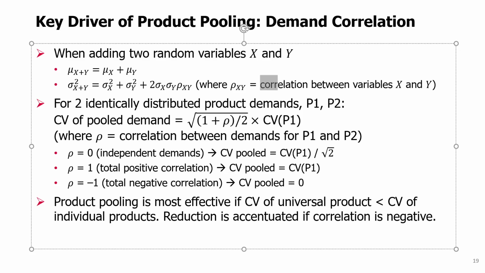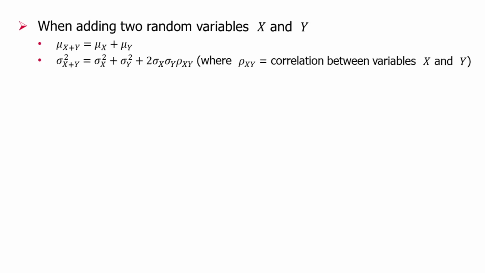Rho xy is the correlation between variables x and y. So let me show you how you can get from these calculations for mu and sigma of the combined demand to the relationship of the coefficient of variation of the universal design, and how it depends on the coefficient of variation for a single product. So assume that we have those products P1 and P2, right?